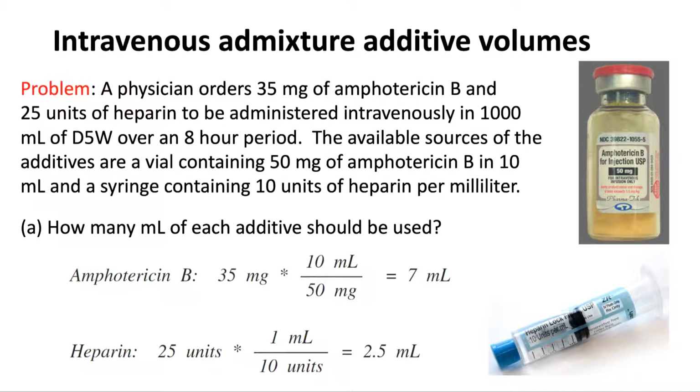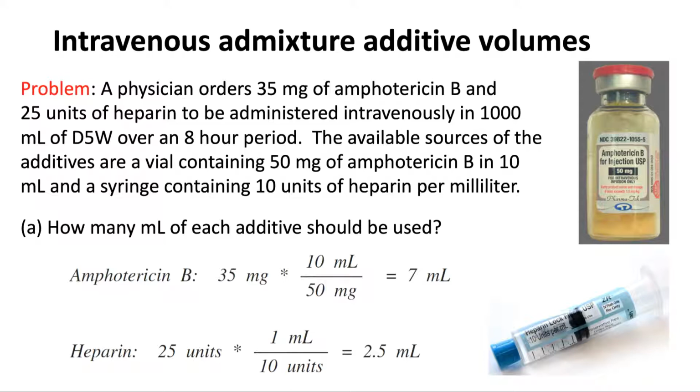So let's multiply it by the concentration of our source of heparin. In this case, it is a syringe that contains 10 units per milliliter. So let's multiply the 25 units times the concentration, expressed as for every 1 milliliter, there are 10 units. That way the units cancel, and our final answer would be 2.5 milliliters. So we've completed letter A.